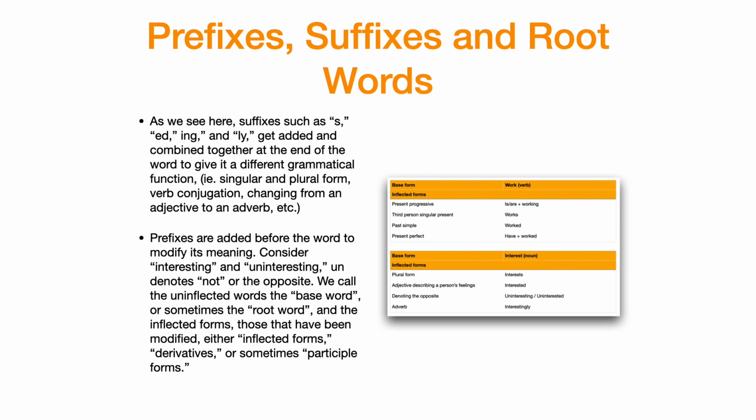Prefixes are added before the word to modify its meaning. Consider interesting and uninteresting. Un denotes not or the opposite. We call the uninflected words the base word, or sometimes the root word, and the inflected forms, those that have been modified, either inflected forms, derivatives, or sometimes participle forms.